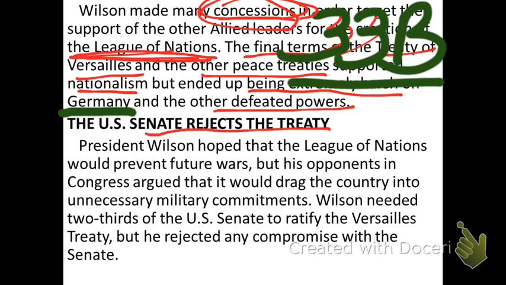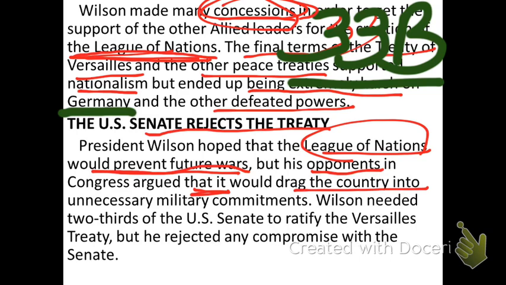Wilson had hoped that the League of Nations would prevent future wars. Well, maybe it would have. I have no idea. But his opponents, the Republicans in Congress, argued that the League of Nations would drag the country into unnecessary military commitments. And we were still not really over the belief that neutrality, isolationism was the way to go.